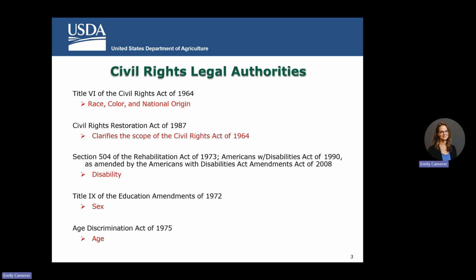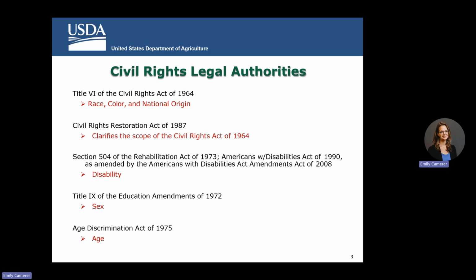Let's take a moment to delve into the legal authorities that serve as the foundation of our civil rights obligations. Title VI of the Civil Rights Act of 1964 stands as a fundamental pillar of our civil rights framework. This legislation explicitly prohibits discrimination based on race, color, or national origin in all federally funded programs. The Civil Rights Restoration Act of 1987 clarifies and strengthens protections against discrimination, ensuring that our commitment to equity is upheld across all federally funded activities.